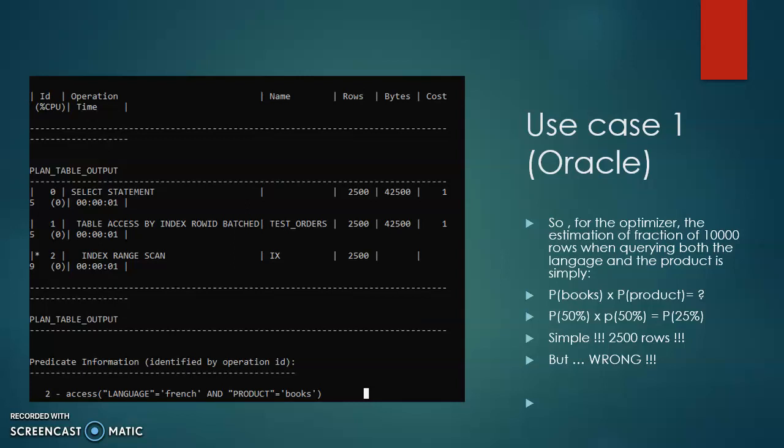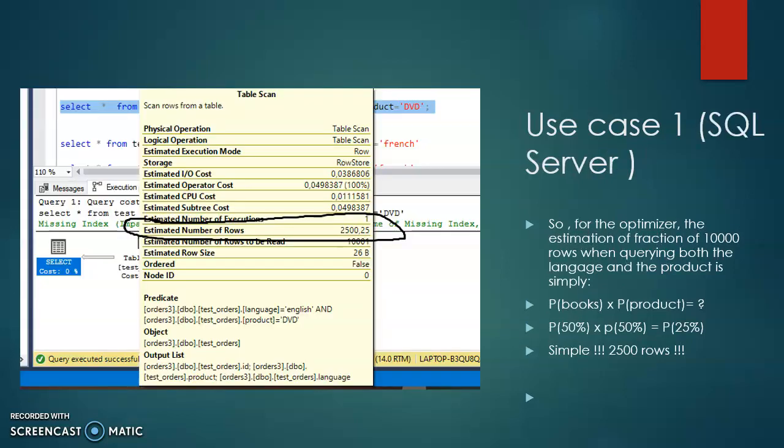If you remember the video about the Bayes theorem, it simply says that the product type and the language are independent events. And there is an estimation here that says that we have 2,500 rows that will be returned. But it is wrong. Why is it so? Because there is a dependence between the language and the type of the product. That is why the optimizer is wrong.